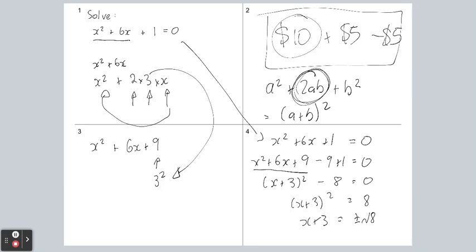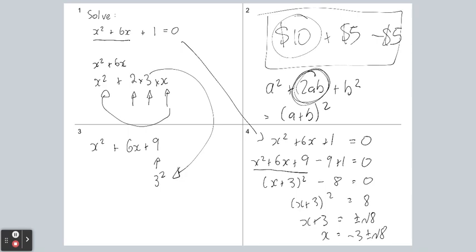And then subtract 3 from both sides. Now, what we are left with is two solutions, negative 3 plus root 8 and negative 3 minus root 8. They're not nice and neat solutions, but they are nevertheless solutions.